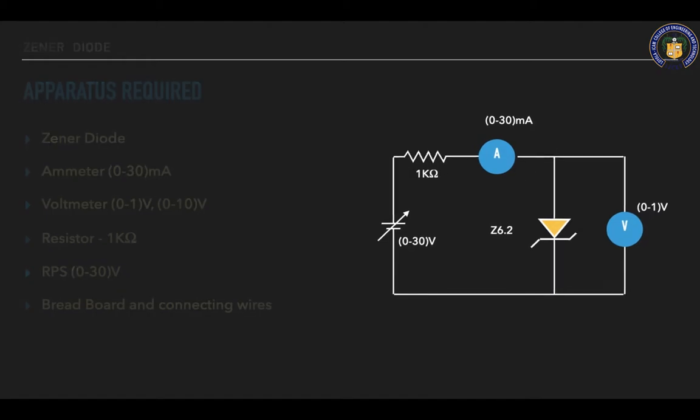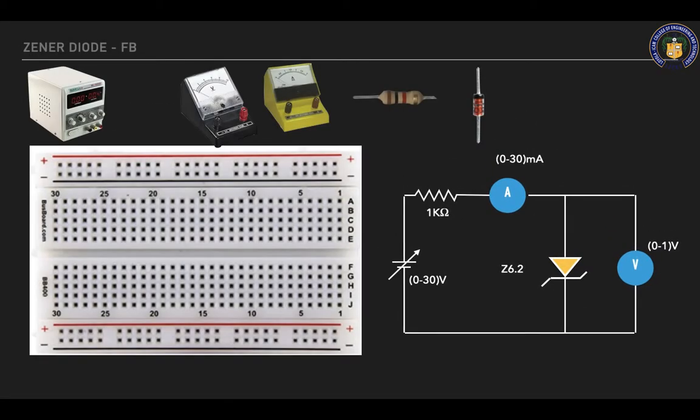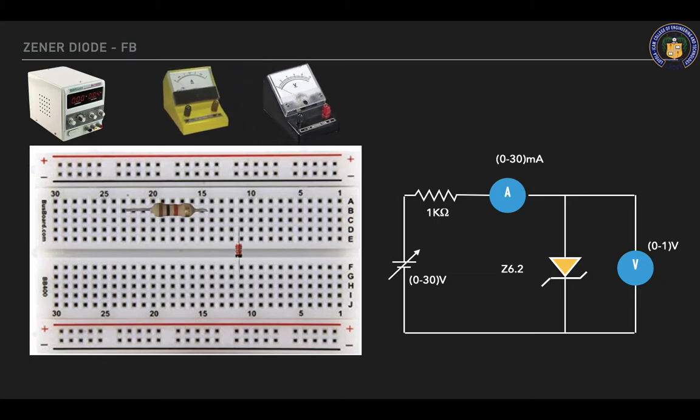So let me connect it in my breadboard. So I have a Zener diode. The orange one is the Zener diode. The black color line will be the cathode. The other end will be the anode. So from the positive of the supply, I'm going to give it to the resistor. From the ammeter positive resistor, meter negative to the anode, and negative to your RPS. And then voltmeter is connected across the Zener diode. So this is your breadboard connection.